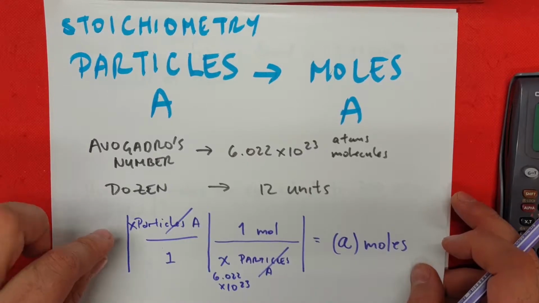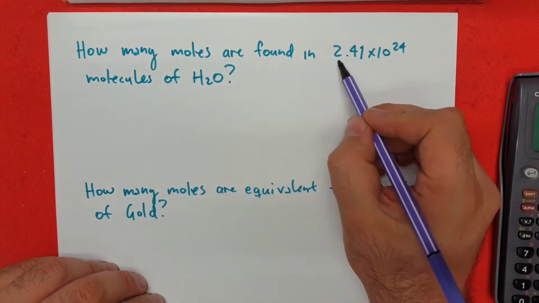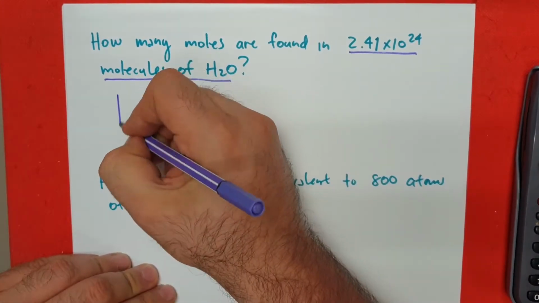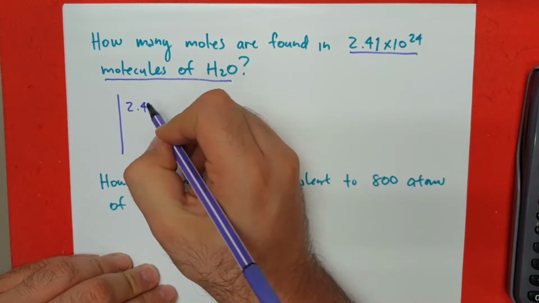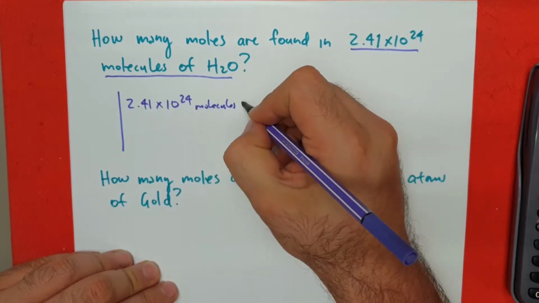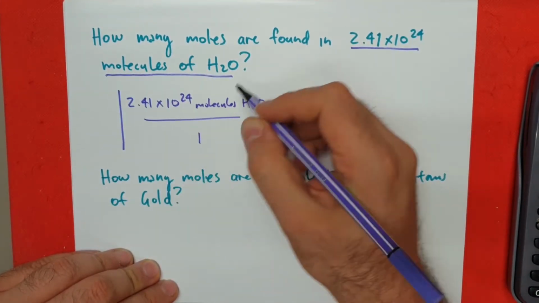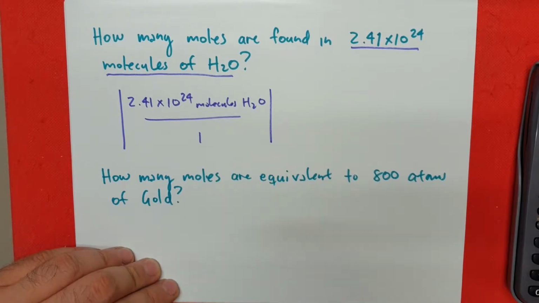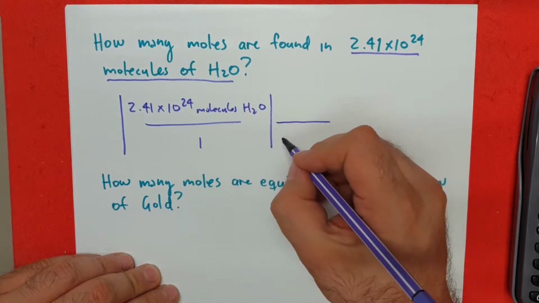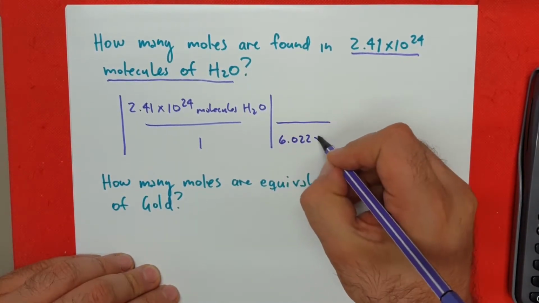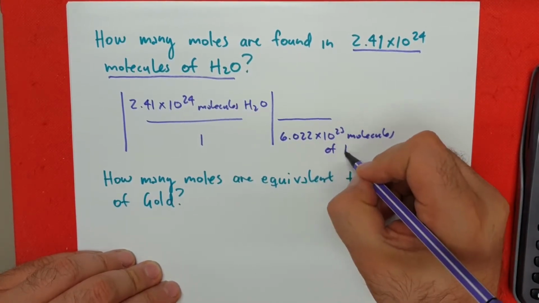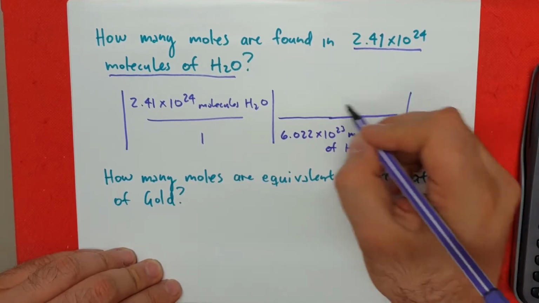And again, how I showed you in this, we just need to set up these two, where first we have our given. Our given is 2.41 times 10 to the 24th molecules of water. So I set up my first factor, 2.41 times 10 to the 24 molecules of water over 1, so that we don't alter it algebraically. And then we want to write Avogadro's number as a conversion factor, where we know that 6.022 times 10 to the 23rd molecules of water is equal to what? 1 mole of water.